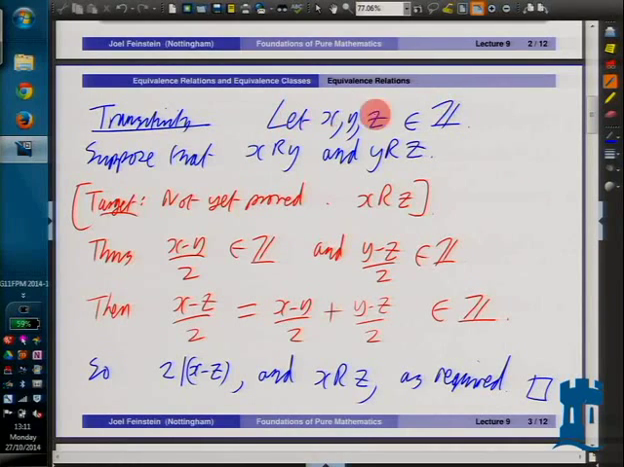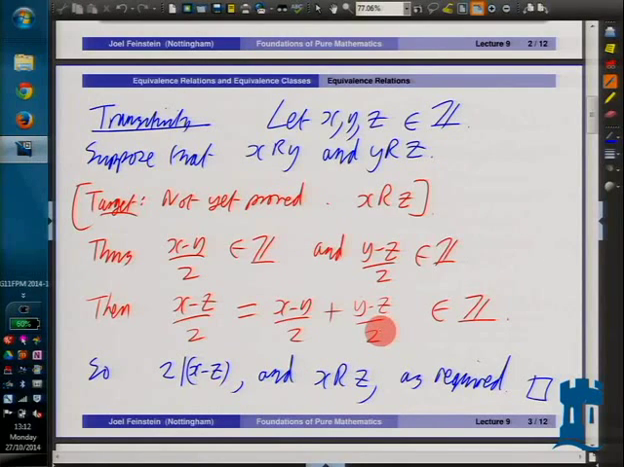By saying let X, Y, Z be in the integers, that means we're trying to prove something for all triples of integers. Whenever you want to prove something true for all triples of integers, you start with let X, Y, and Z be integers. Then we take the assumptions we're supposed to make, that X is related to Y and Y is related to Z, and then we have to prove that it follows that X is related to Z. And that's what we've done here. This 2 divides X minus Z is the one that says X is related to Z.